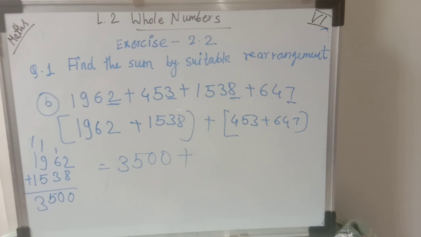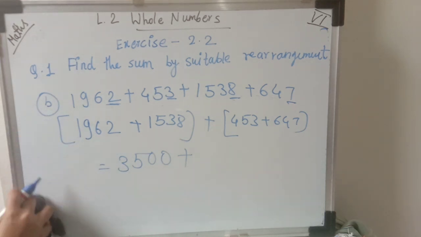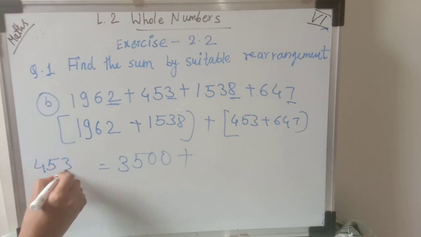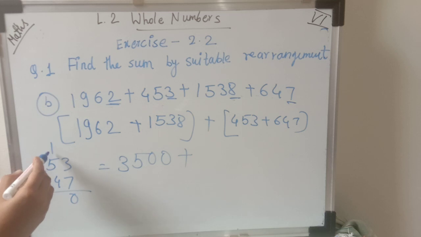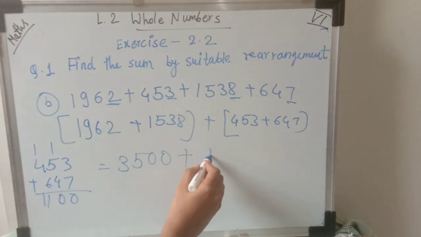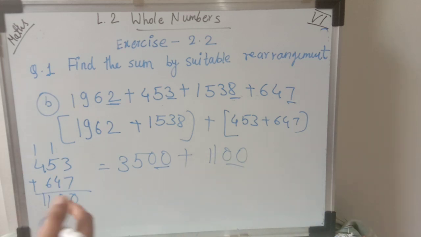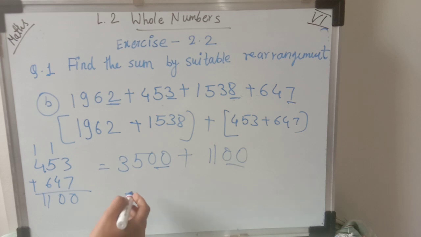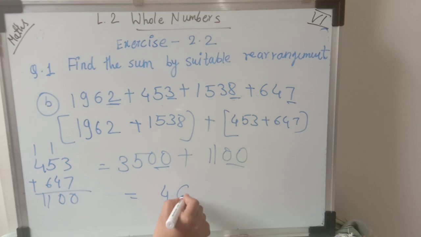3500. Now here let's do the addition of these two numbers. Again I'll do it here on the side. 453 plus 647. 7 plus 3, 10, 1, 5 plus 1, 6, 6 plus 4 is equal to 10. Here again 4 plus 6, 10, and plus 1, 11. So we got here 1100. See students, we got the 0, 0, and it is very easy to solve the example in an easy way. So here 3500 plus 1100 is equal to 4600.